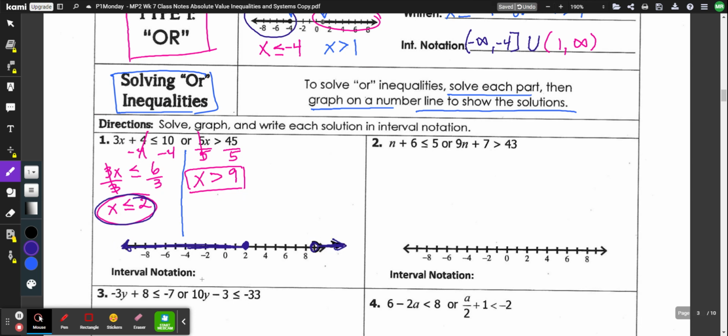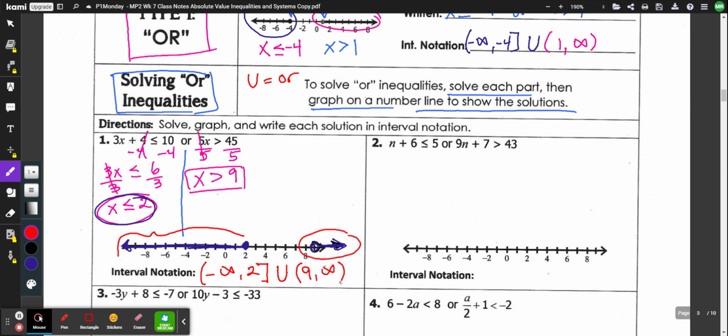And the interval notation, remember, we're going to do this guy first, which is from negative infinity to 2 with the closed circle, so it's a bracket in parentheses. We write the union, which means or, okay? The union means or. And then we're going to look at this one, which is 9 to infinity with an open circle. Okay. So like I said, it's pretty straightforward. We're just putting things that we've already learned. We're just putting two things together.